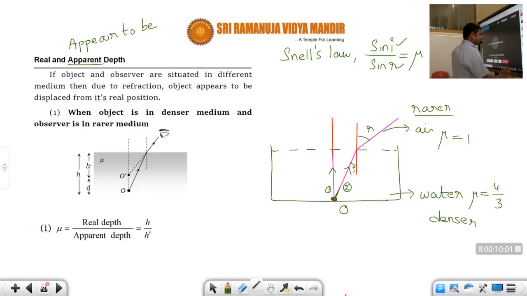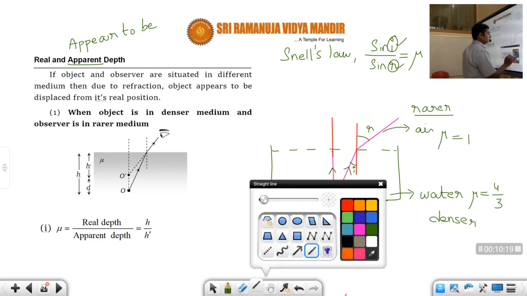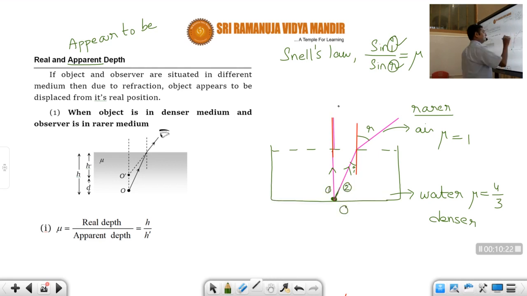So here angle I is 0. When angle I is 0, angle R is also 0. So the ray would go straight. That means the ray will go straight like this only.